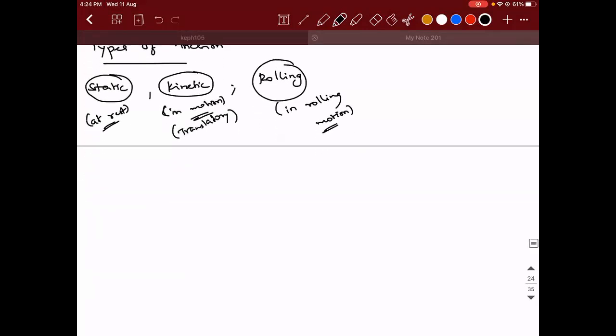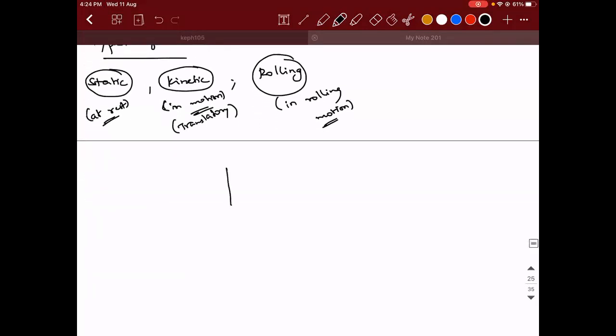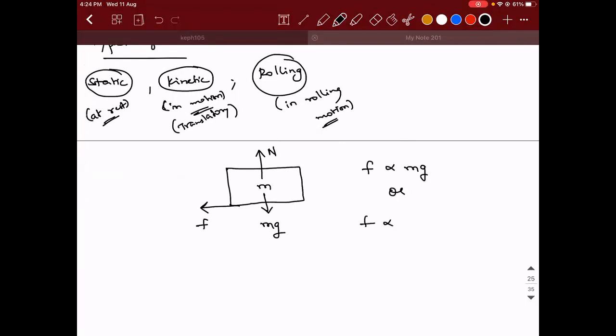Now, if I take this surface, guys, if I say the frictional force acting is F and the object has mass M, then mg is acting in this direction, and the normal force is acting in this direction. So should I write that the frictional force depends on the weight of the object, or that the frictional force depends on the normal force experienced by the object? Which one is right among the two?